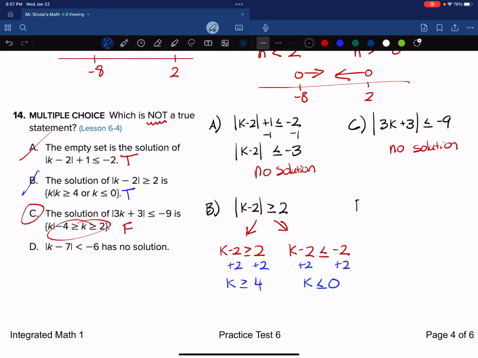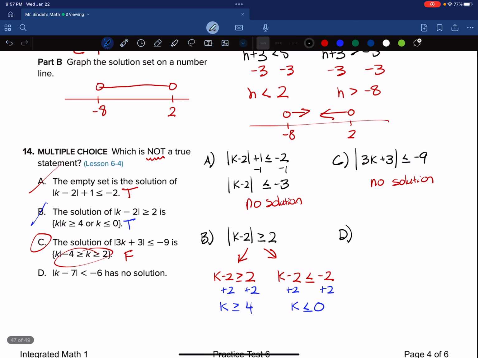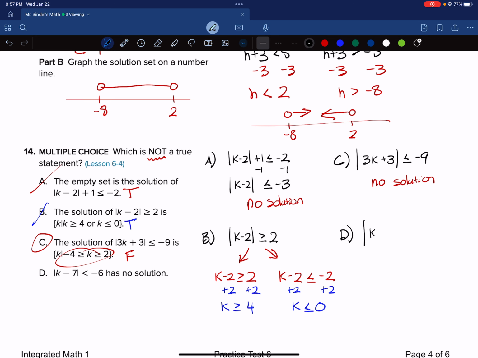This is what you can do if you have enough time on the test, right? You're going to say if I have the absolute value of k minus 7 is less than -6, it should have no solution. And that is true. Like, you could just stop right now, right? Everything right here has to be positive because it's inside of the absolute value symbol. Can you have a positive less than a negative? No, you can't. So that one, again, is no solution.